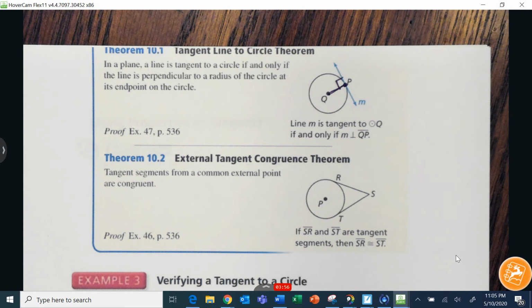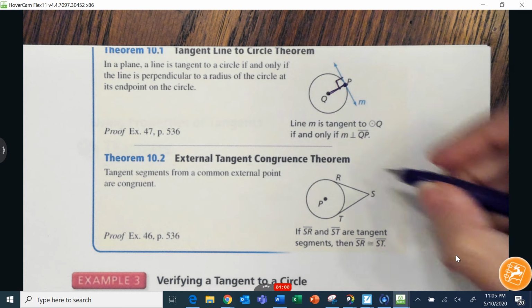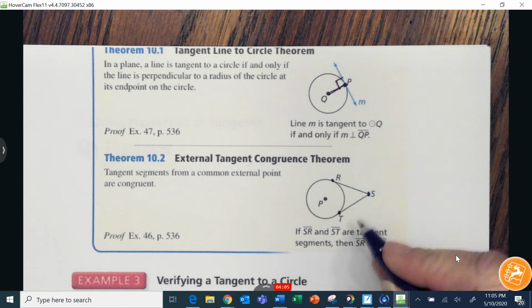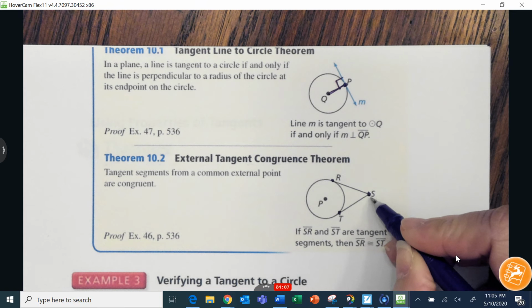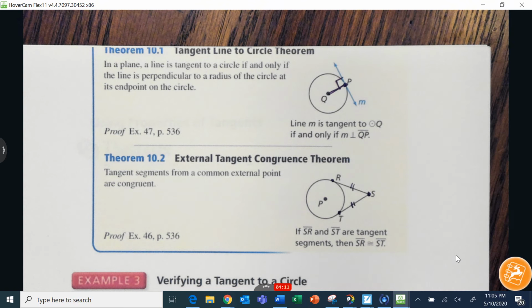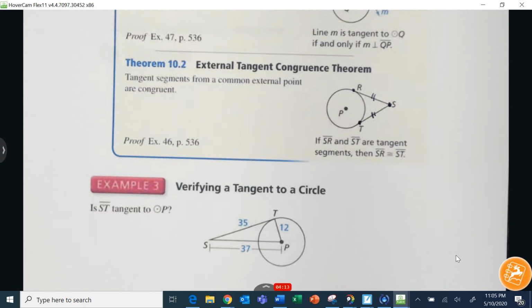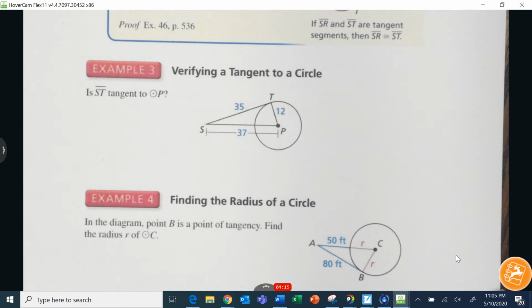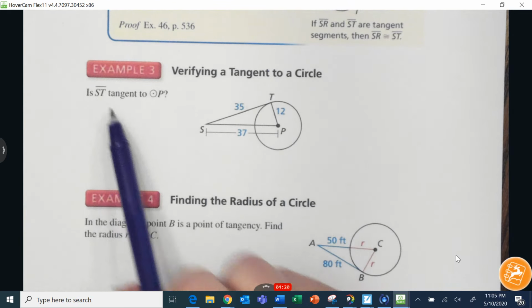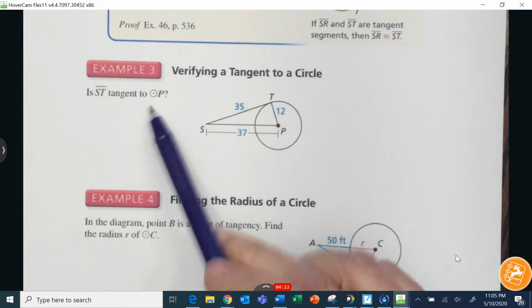And then the external tangent congruence: if both tangents, so this RS and TS, intersect at the same point, then these lengths are congruent. They'll be the same length. So here, verifying a tangent to a circle. This says, is ST a tangent?